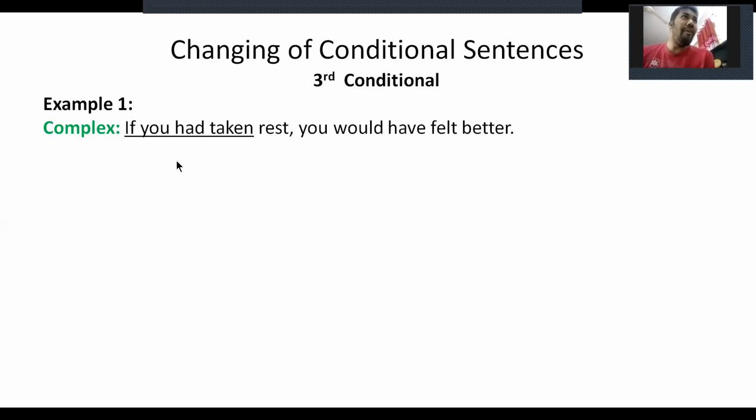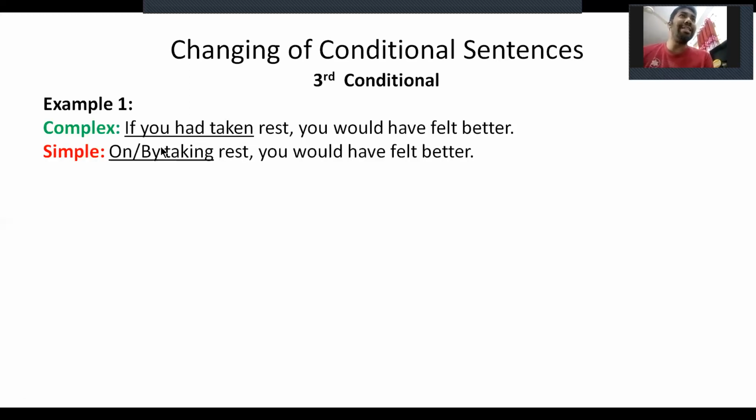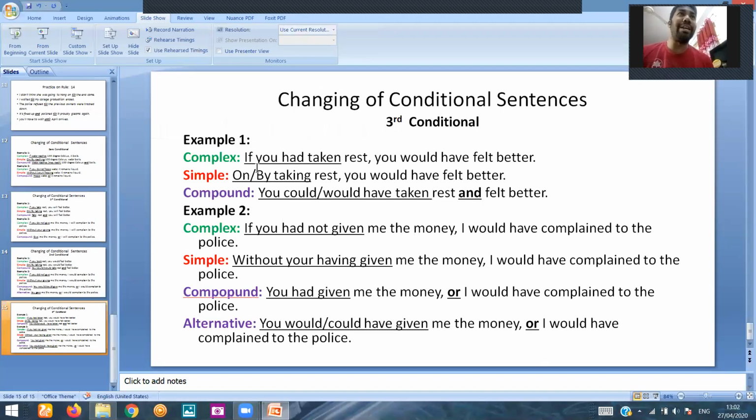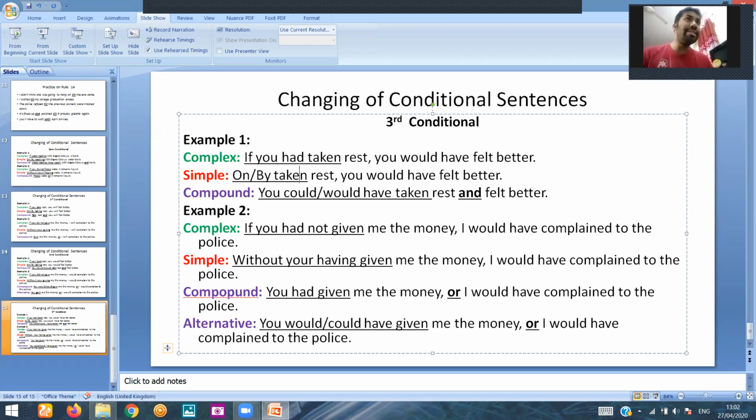To make this sentence simple, we need to use by plus verb plus ing structure, as this sentence is in the affirmative form. So the simple one will read like: by having taken, by taking rest, or by having taken rest. I guess by having taken is better. So let me give that. By having taken rest, you would have felt better. This is the simple one.